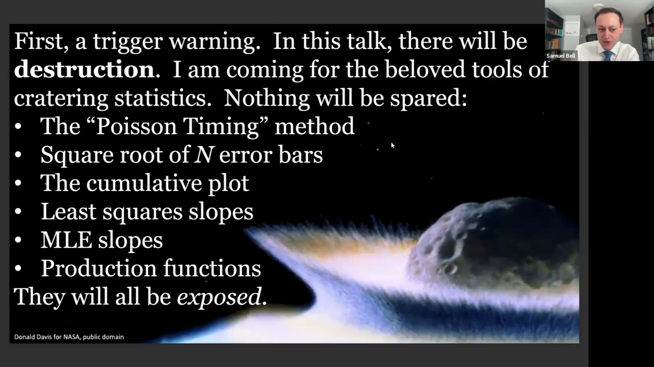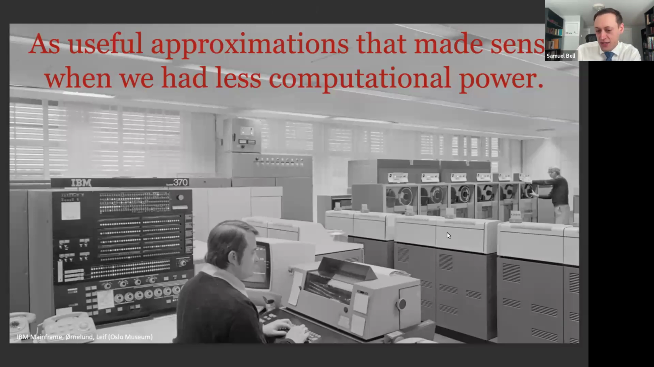So first of all, shout out to Don Davis for making lots of wonderful public domain images. And then a trigger warning. In this talk, there will be destruction. I am coming for the beloved tools of cratering statistics. Nothing will be spared. The Poisson timing method, square root of n error bars, the cumulative plot, least squares slopes, MLE slopes, production functions themselves. They will all be exposed as useful approximations that made plenty of sense when we had less computational power.